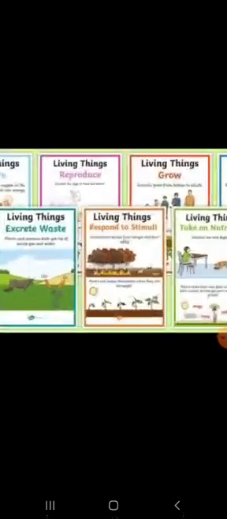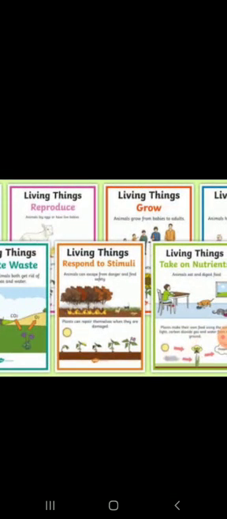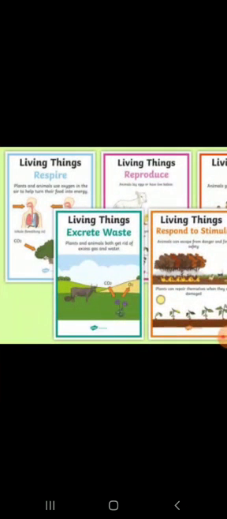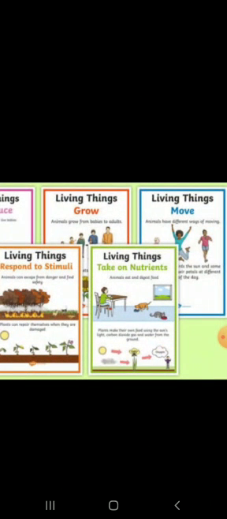So we know that the 7 characteristics of living things are: living things respire, living things reproduce, living things grow, living things move, living things excrete waste, living things respond to stimuli, living things take in nutrients. Fine, which means that they need food. So these were the 7 characteristics of living things, and now we will go through them one by one.